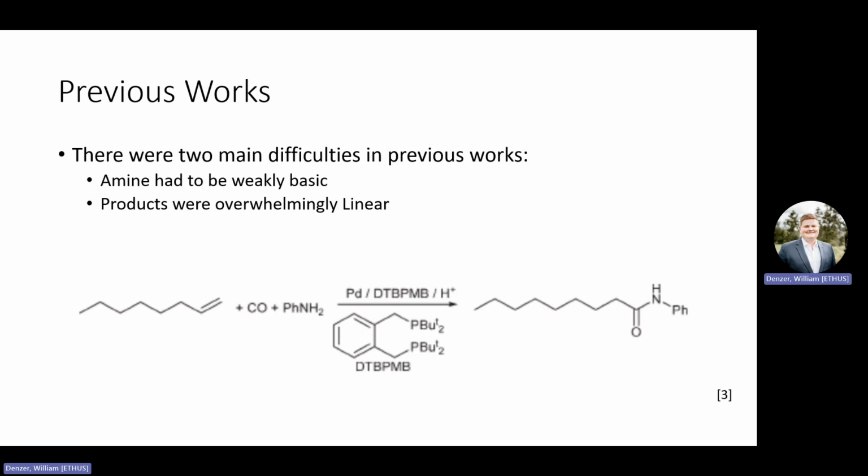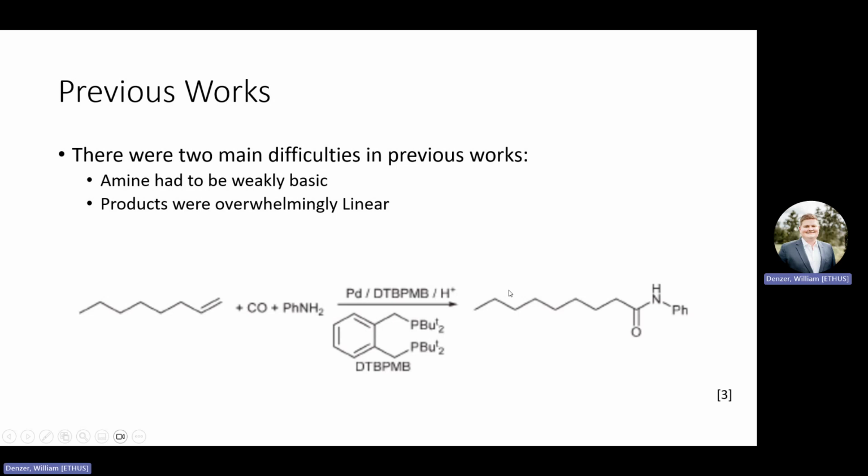There were some difficulties with previous works with doing similar reactions. They had limitations. The first limitation that they faced was that the amine had to be weakly basic in order for the reaction to take place. These systems typically are composed of a palladium metal ion with some ligand system in a solvent, and there is acid introduced. If you have a strongly basic amine, the amine ends up deprotonating the palladium ligand proton complex, deactivating the catalyst and preventing a reaction from proceeding forward.